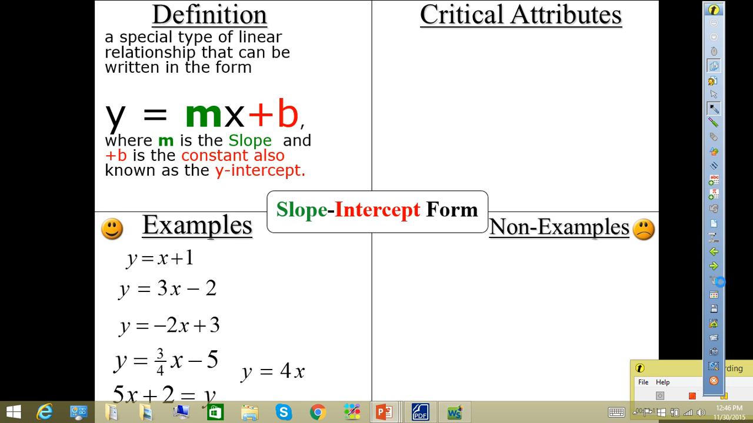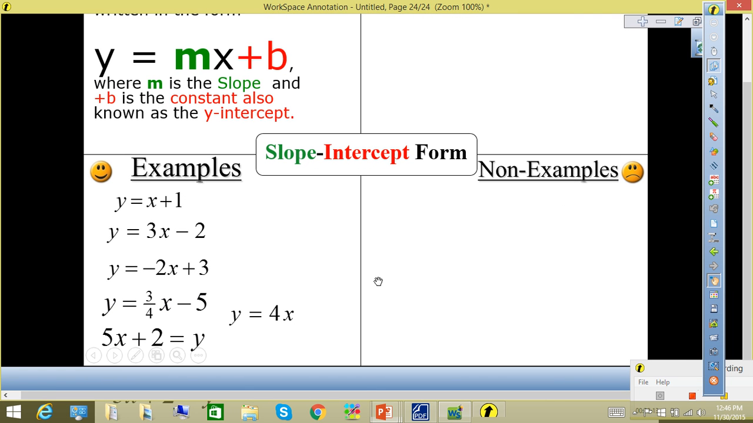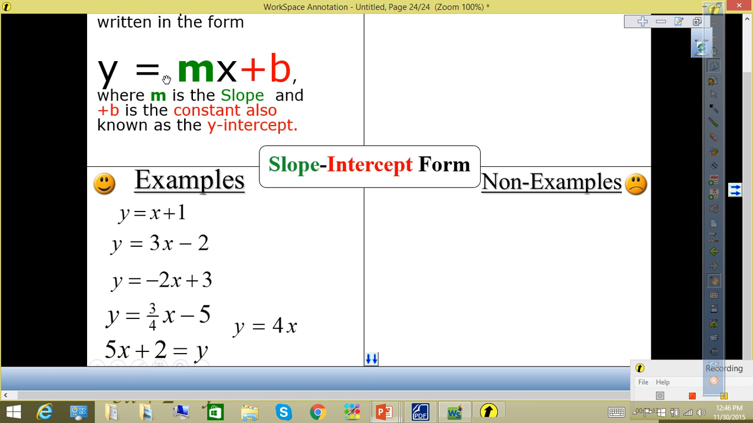So now check this out. Let me show you something, see if you see what I see. All of these are slope-intercept form. All of these, what they have in common, they're solved for which variable? Y. It's already solved for y. Does everybody see that? Including this one, the form.